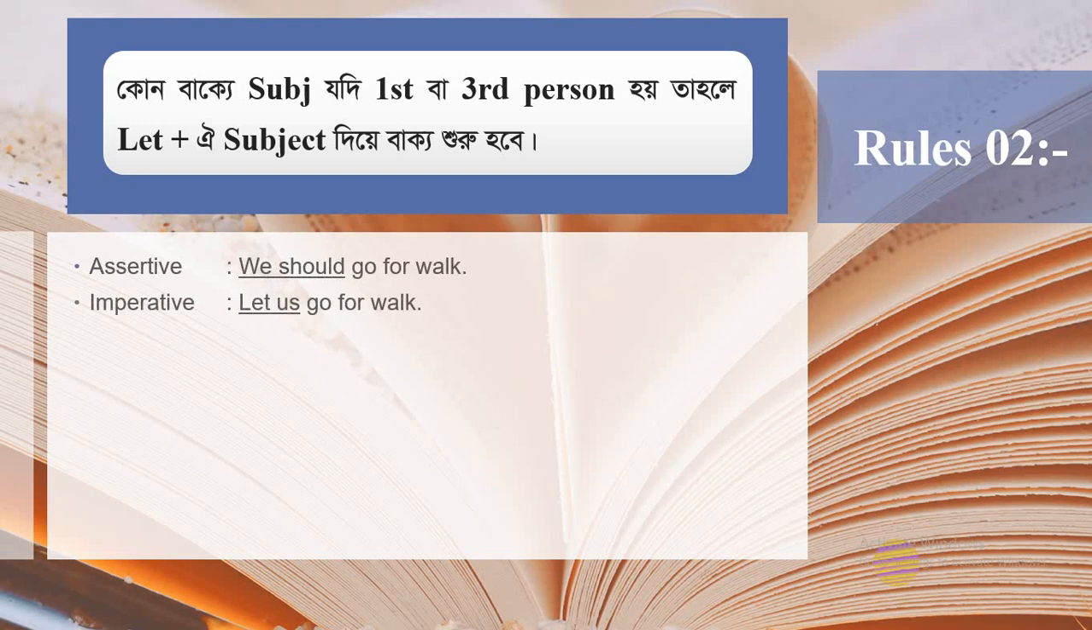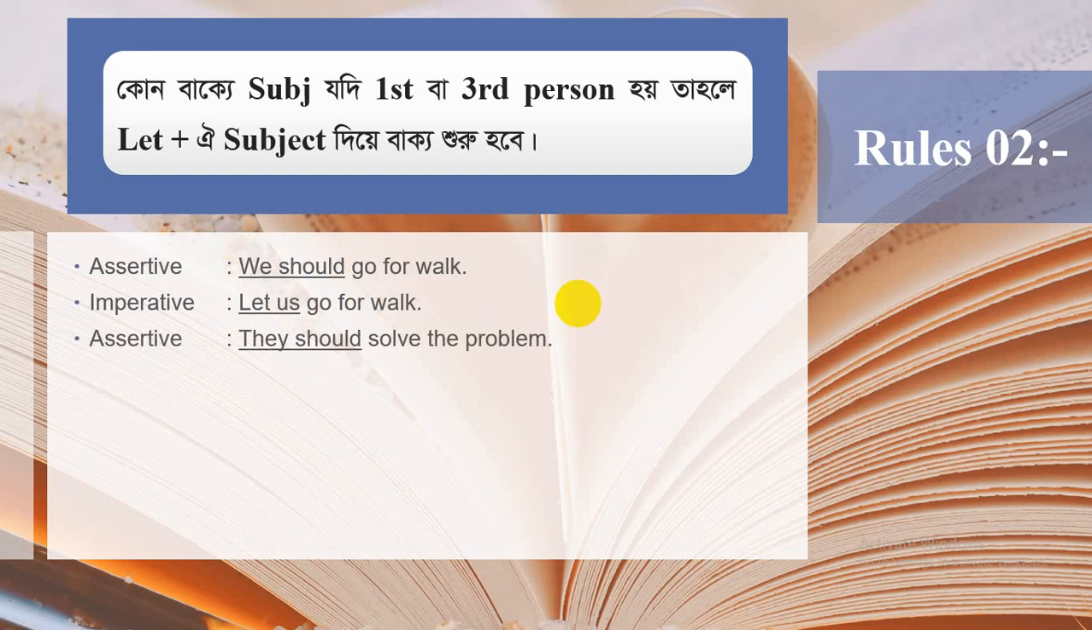Assertive: We should go for a walk. So in place of assertive, we can use let us go for a walk. That means in the beginning of an imperative sentence, we have to use let, and because of we, you have to use the objective pronoun of we. That means us. So the answer will be let us. That means instead of we should, we place let us. Let's see some more examples.